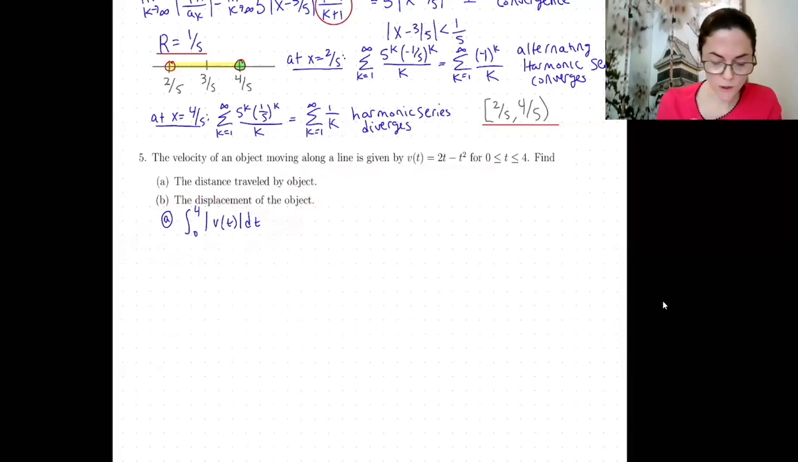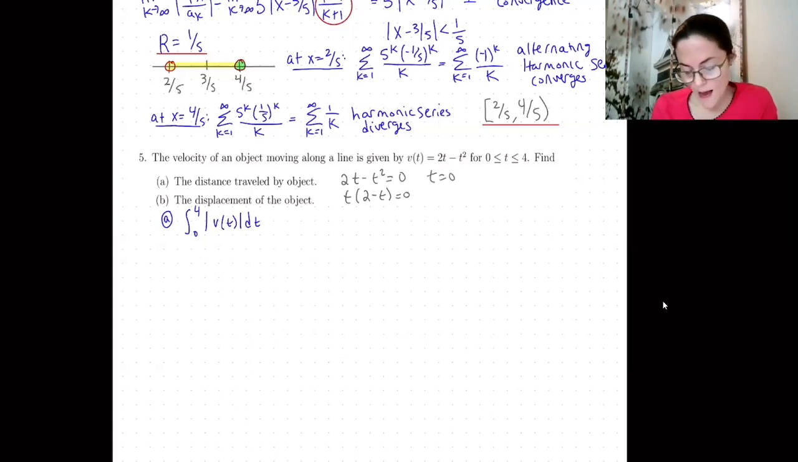So what we need to do, sort of as side work, is figure out when this velocity function is positive and negative. I will first set this equal to 0. And this one's not too terribly hard. We factor out a t, and we have 2 minus t. So it's 0 at 0 and 2. 0 is already an endpoint of my interval, so I can make a little chart, t, 2 minus t, and test on each side of 2, for instance, at 1 and at 3.